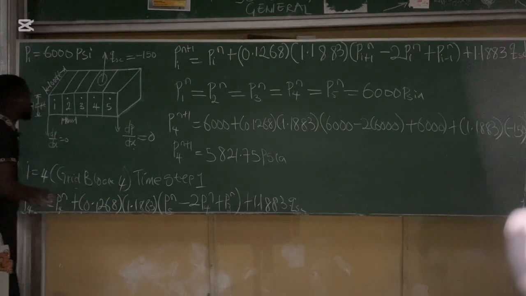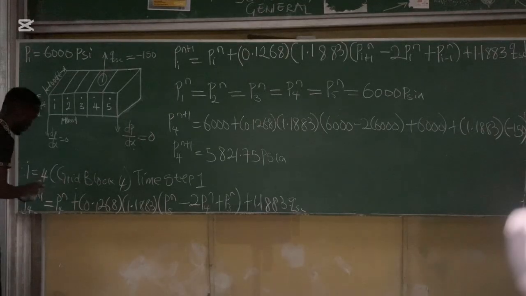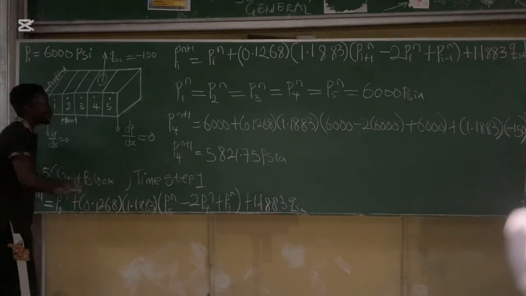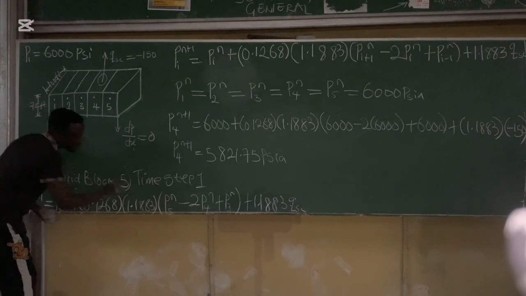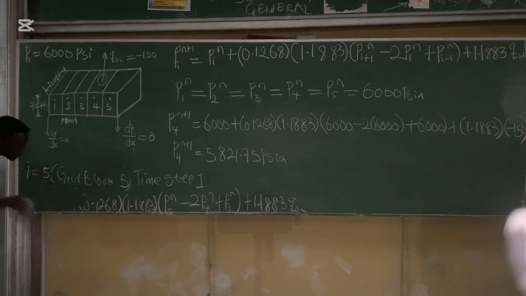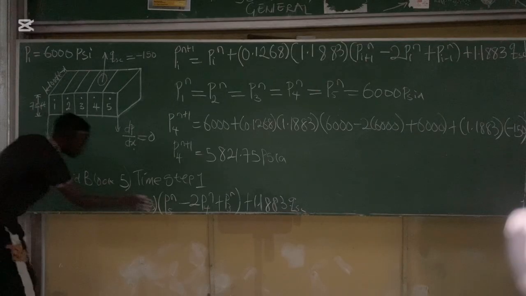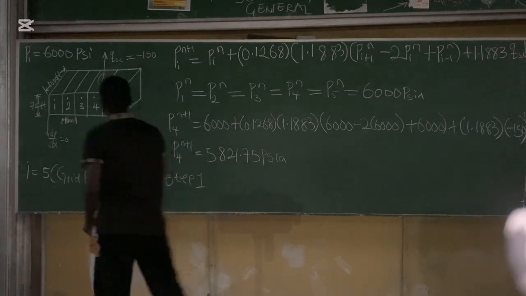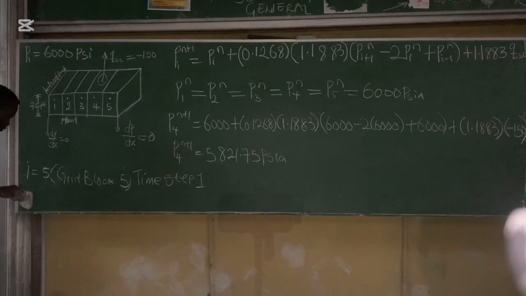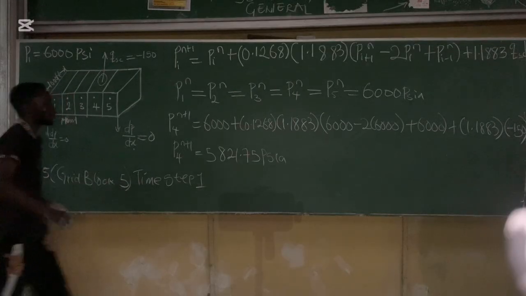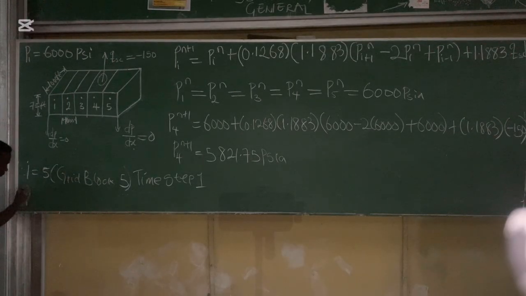Then the next step now is to calculate for I equal to 5. Since we have 5 grid blocks, we are going to have I equal to 5 here. Then I equal to 5 is our grid block 5. So grid block 5 times step 1. Also, we write the equation for grid block 5. Remember that at grid block 5 now there is no well. So we write the equation. If I is equal to 5, from here now substitute I as 5. We are going to have what?